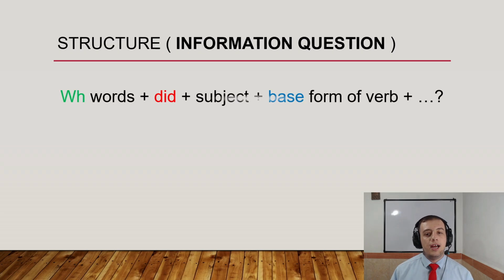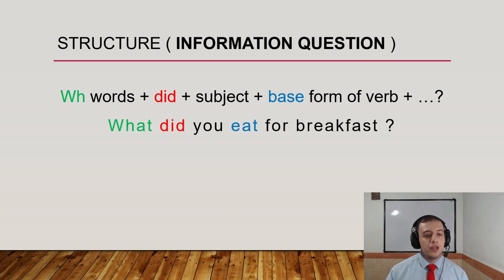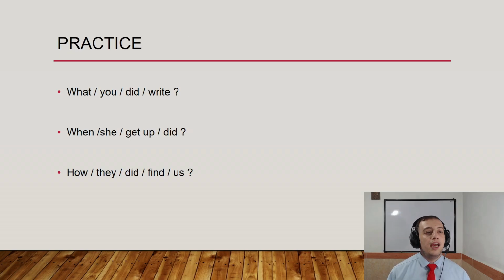So now let's focus on information questions structure. As I told you, we use WH words plus did plus subject plus base form of a verb. Again, we have the base form of the verb here. And did is something that we use to show the past time, guys. So, for example, what did you eat for breakfast? What did you eat for breakfast? The answer could be anything.